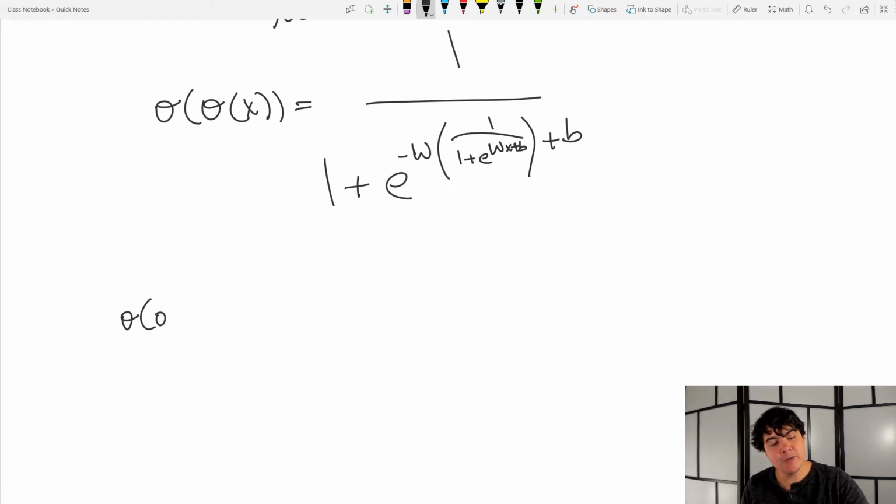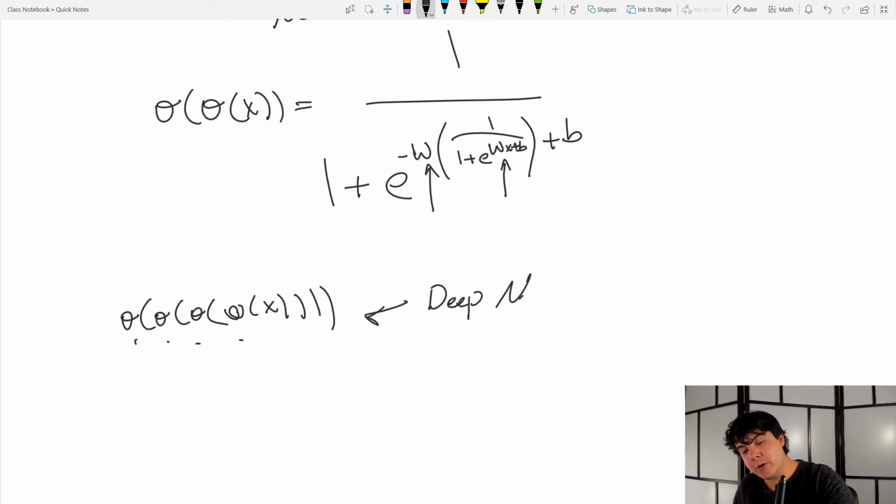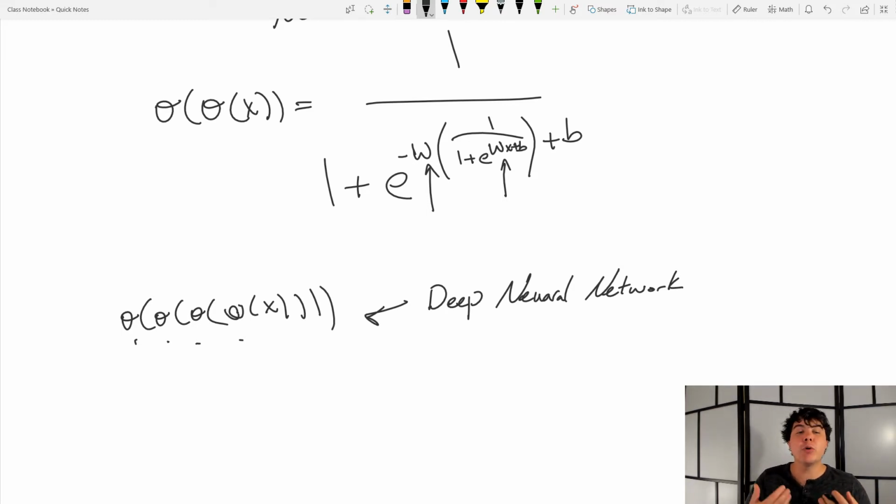You can go sigma of sigma of sigma of sigma all the way down to x, where you'll keep on having these w's, which are not the same w's, right? You have a different one for each of these sigmas, but now you have a highly parameterized model which will be able to scrunch together your input in a bunch of different ways. And this right here is called a deep neural network. And these deep neural networks are the mathematical model that gives us deep learning.